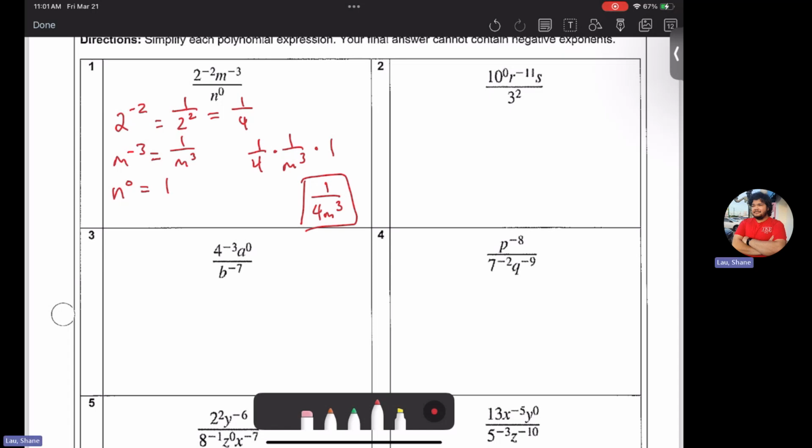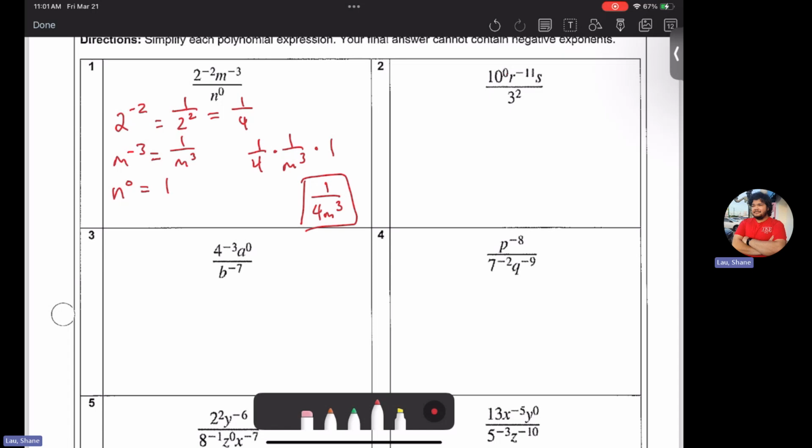Then you keep going, and again, you should try these on your own. But just for time's sake, I'm going to verbalize and show you how I'm getting these answers rather than breaking it all the way down like I did with the first one. So with 10 to the 0, of course, that's going to be 1. So I know that's basically nothing. I see that I have r to the -11th. So that means I'm going to put it in my denominator.